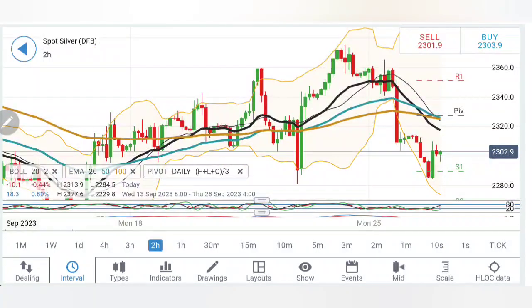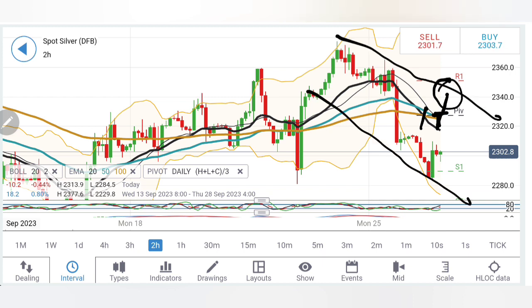Coming to the 2 hour chart, you can see the moving averages have crossed over here. This is the greater resistance zone, 2320, 2330, beyond which there is little bullishness. How far it can rise, I can expect it to see if it retraces, it has to reverse. For a reversal confirmation, it has to stay above 2360.